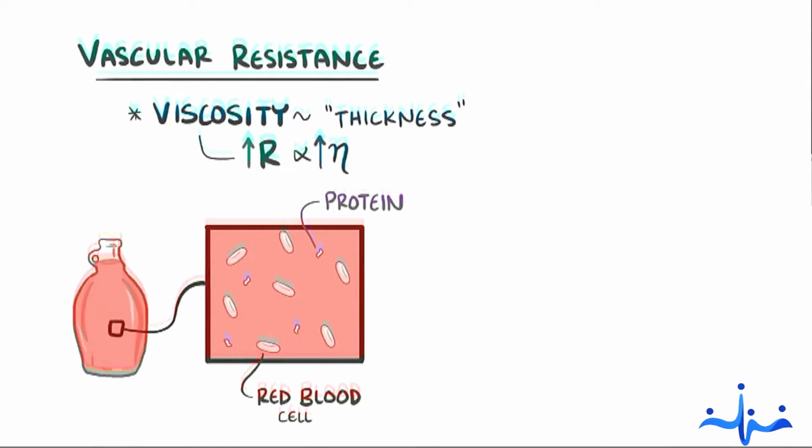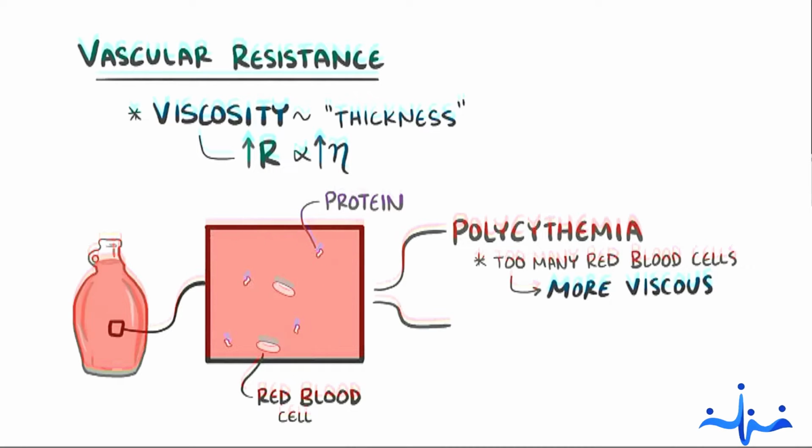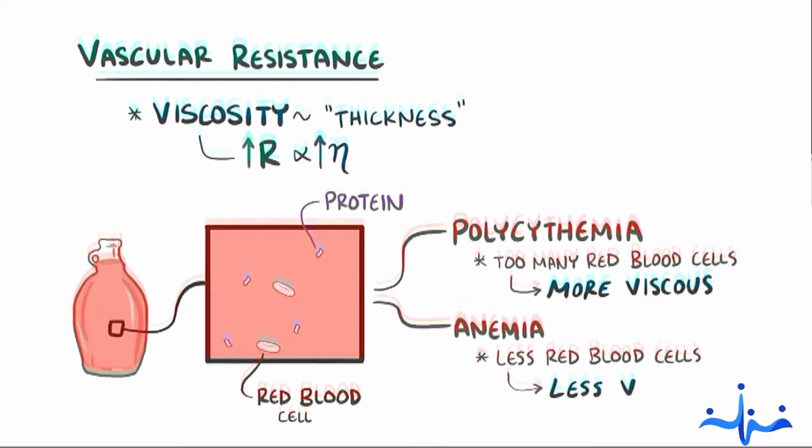Blood viscosity doesn't change much over time, but certain conditions like polycythemia, which is where a person has too many red blood cells, can increase viscosity, and conditions like anemia, where a person doesn't have enough red blood cells, can decrease viscosity.